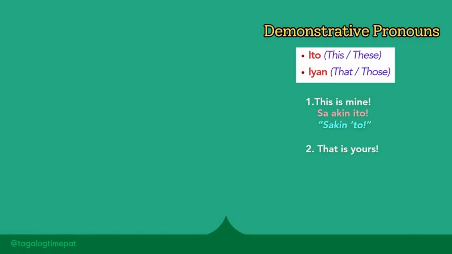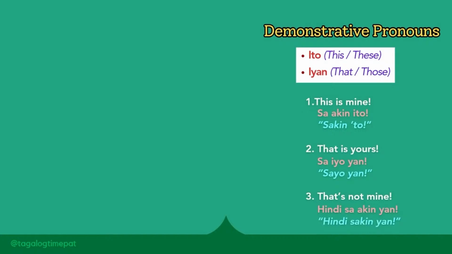That is yours is sa iyo yan. Sa iyo yan. So the pronoun goes first, and then it's the demonstrative pronoun. You might hear sa'yo yan. Sa'yo yan. And then lastly, that's not mine. Again, negating the thought. It would be hindi sa akin yan. Hindi sa akin yan. Or hindi sakin yan. All right.